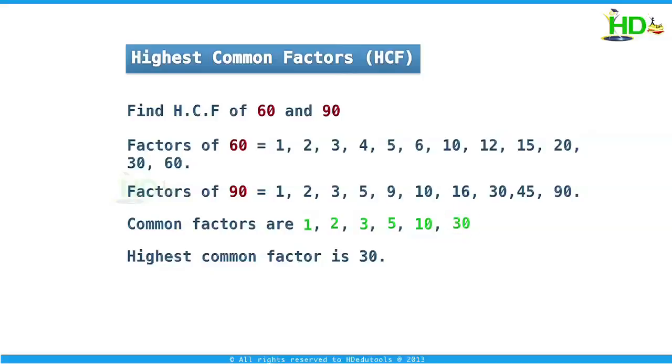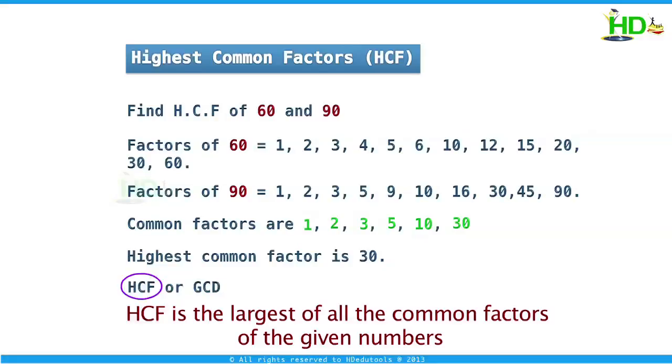Now this is called the HCF or GCD of the given two numbers 60 and 90. So HCF means it is the largest of all the common factors of the given numbers. Now the HCF can be found either by prime factorization method or by common division method. First we take the prime factorization method.